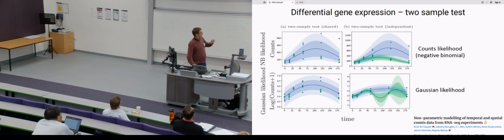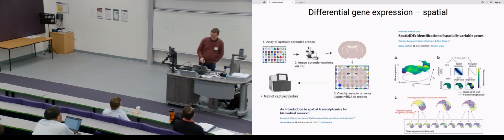If you do this, you can benchmark this procedure on data and check that it is also doing well empirically, and it does a lot better than using a Gaussian likelihood. Okay, so that's time series.